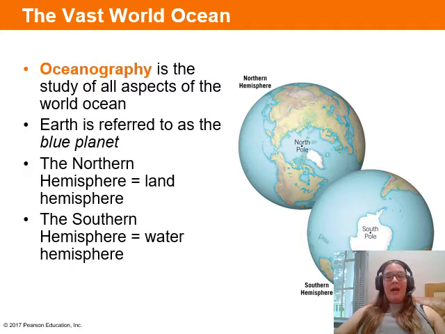But if we're looking at our world, there are going to be major differences between the northern hemisphere and the southern hemisphere. So the northern hemisphere where we live, we'll see that almost all of the area in this hemisphere is covered with land. Therefore, we call our northern hemisphere the land hemisphere. But it's going to be the exact opposite if we look at our southern hemisphere, where the South Pole is. In this hemisphere, we see that almost all of the area is covered in oceans. And therefore, we call our southern hemisphere the water hemisphere.